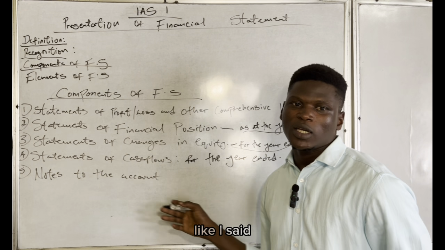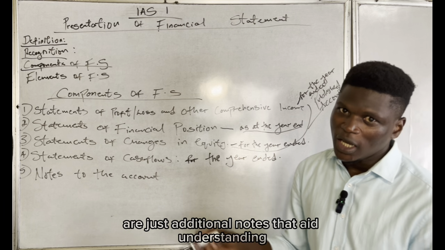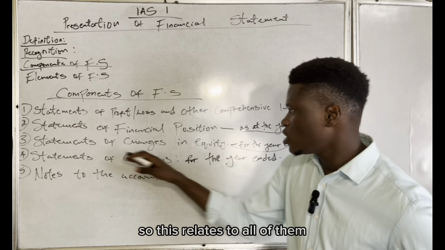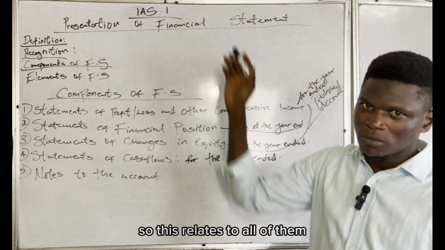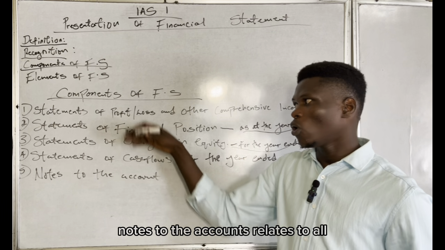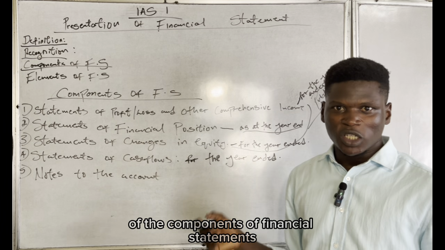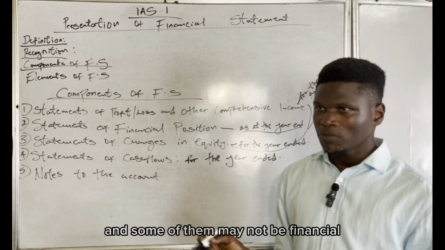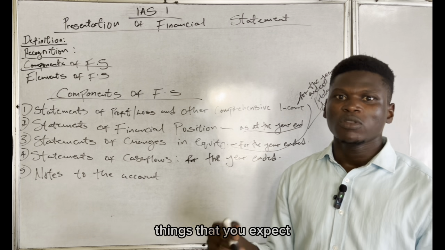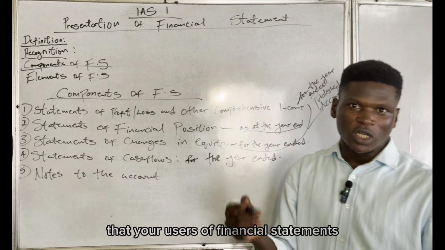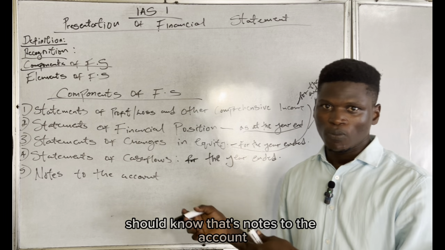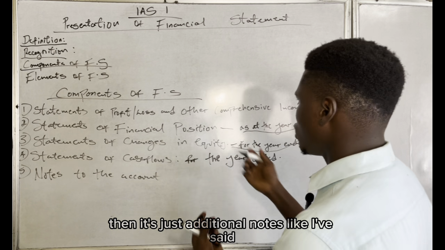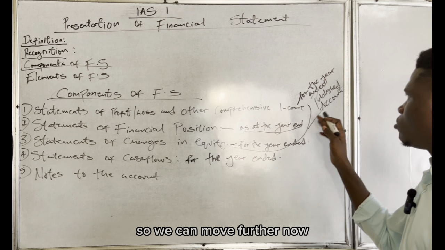The notes to the accounts, like I said, are just additional notes that aid understanding for the users of financial statements. So this relates to all of them. Notes to the accounts relates to all of the components of financial statements. Some of them may be financial and some of them may not be financial. Some are just disclosures, things that you expect that your users of financial statements should know. That's notes to the accounts. Then it's just additional notes, like I've said. So we can move further now.